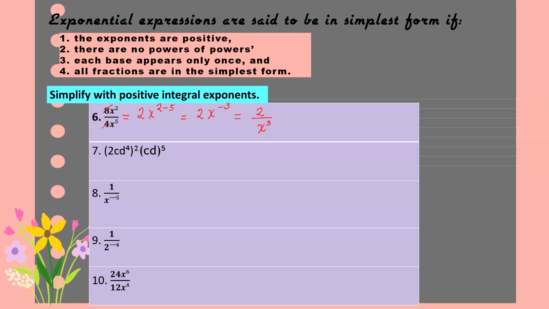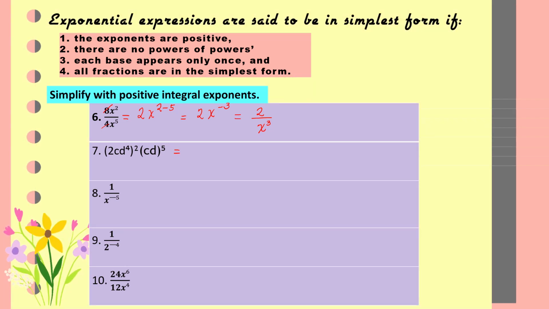Number 7. We have 2 monomial terms. Let us simplify first the first monomial by applying the power of the product. So, 2 squared times c squared, and then d, we will have 4 times 2 because we will multiply power by the power. And then c raised to the 5th power, and then d raised to the 5th power. This is the power of a product rule.